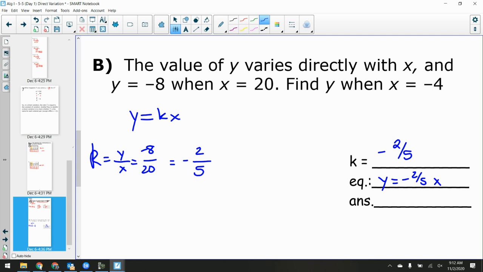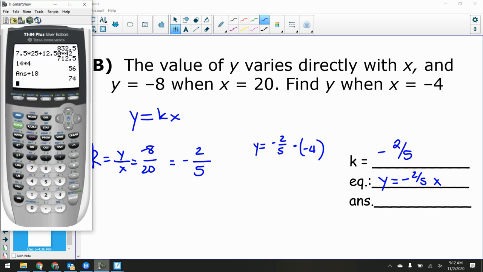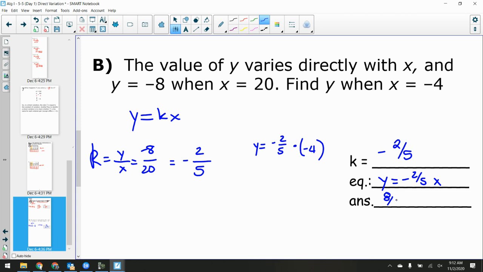So my answer is going to be y is equal to -2/5 times, well, x is -4. All right, well, I've got -2/5 times -4. My answer is 1.6, or if I wanted to write it as a fraction, 8/5. Either way would be fine.